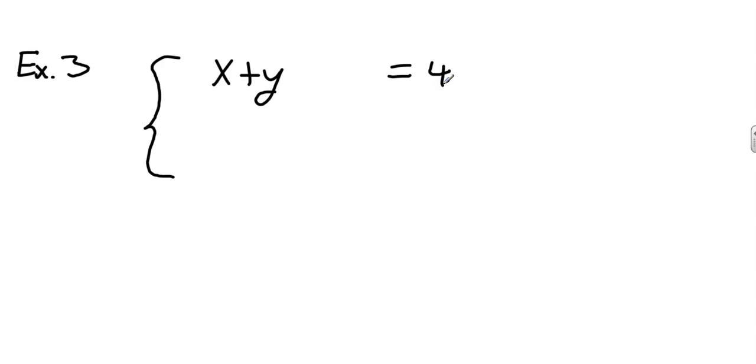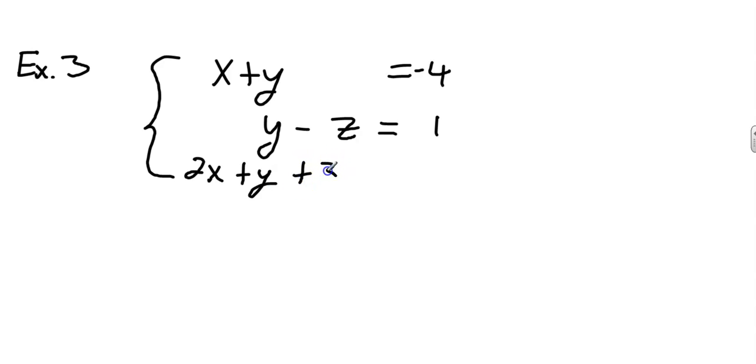So x plus y equals negative 4. y minus z equals 1, and then 2x plus y plus 3z equals negative 21. Okay, now, even though it's funky looking, because you've got a couple of variables that are missing, we're missing x out of equation 2 and you're missing the z out of equation 1. It's still the same setup.